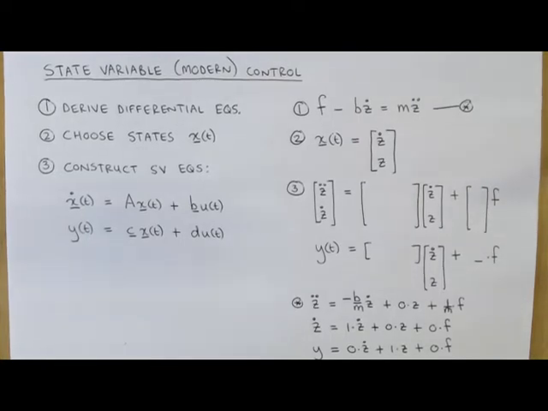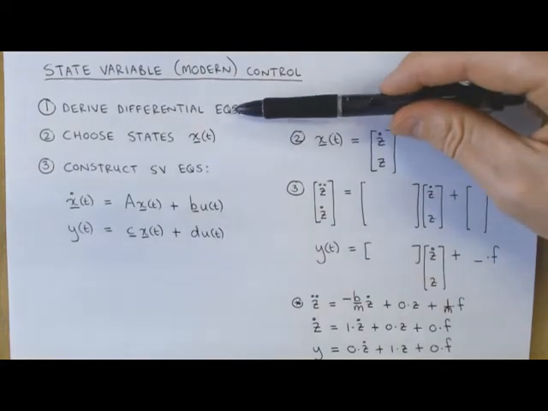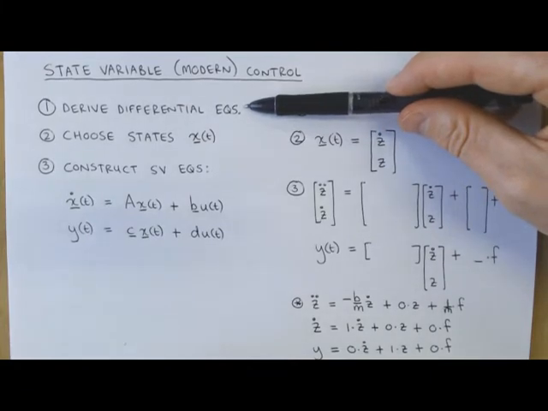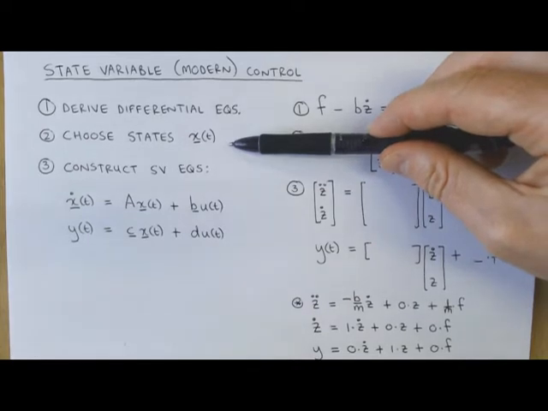In contrast, in the modern control approach of this module, we stay in the time domain and describe the dynamics of a system as state variable equations. The modeling process consists of the following steps. Step 1. We start at the same place, deriving the differential equations for the system. Step 2. We then choose a set of states and define the state vector x.